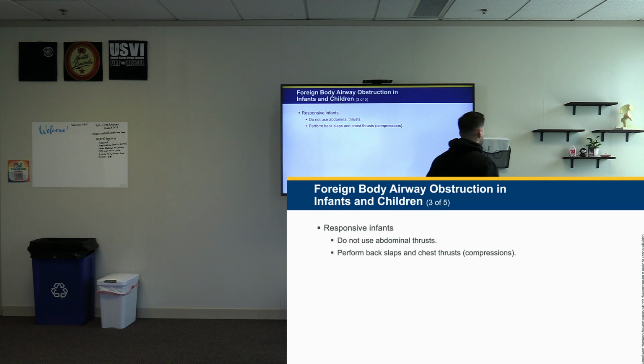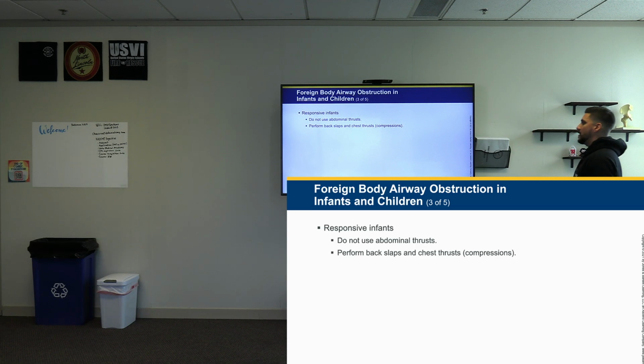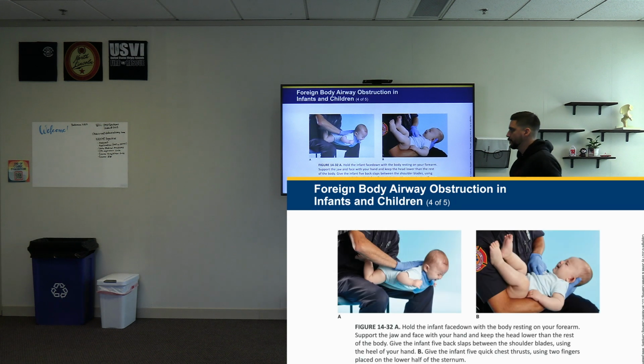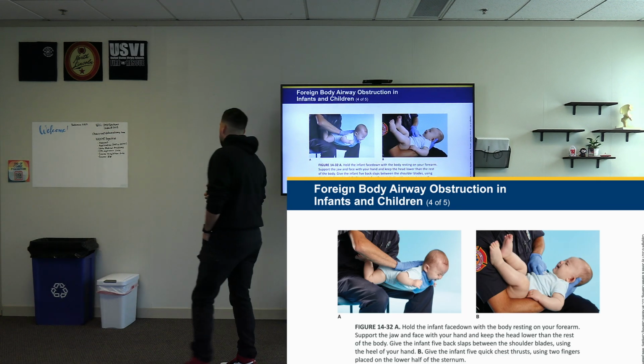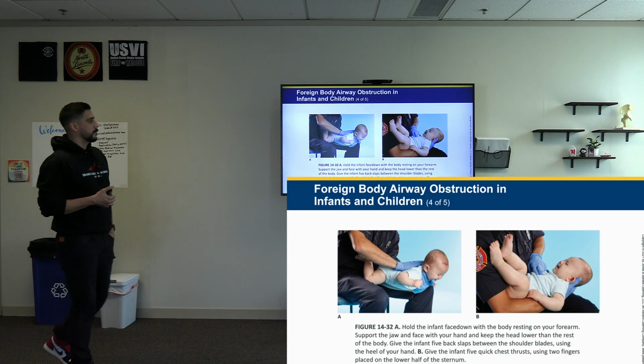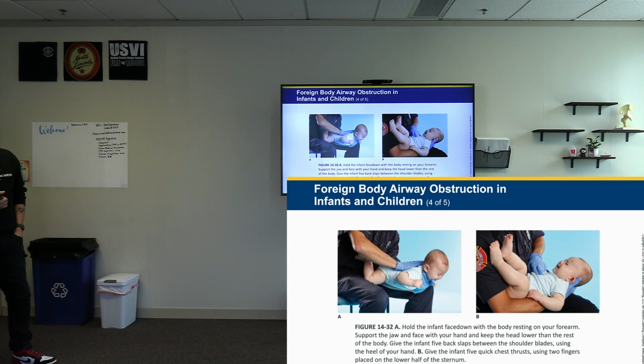on and so forth. That cycle will repeat until you either see the object and get it out, or we are now running a cardiac arrest call. Okay, so image here, you can see the 5 back blows in between the scapula, and then you can see the 5 chest thrusts, and a very unhappy child in this image.